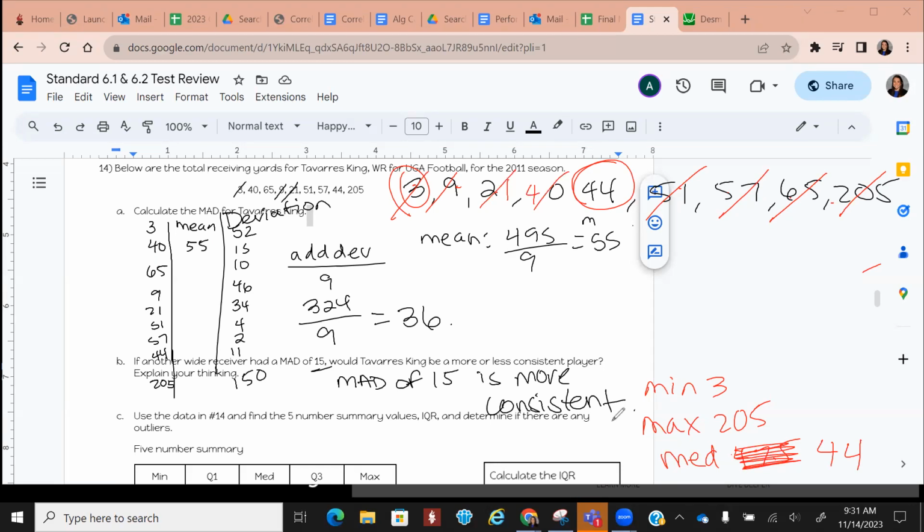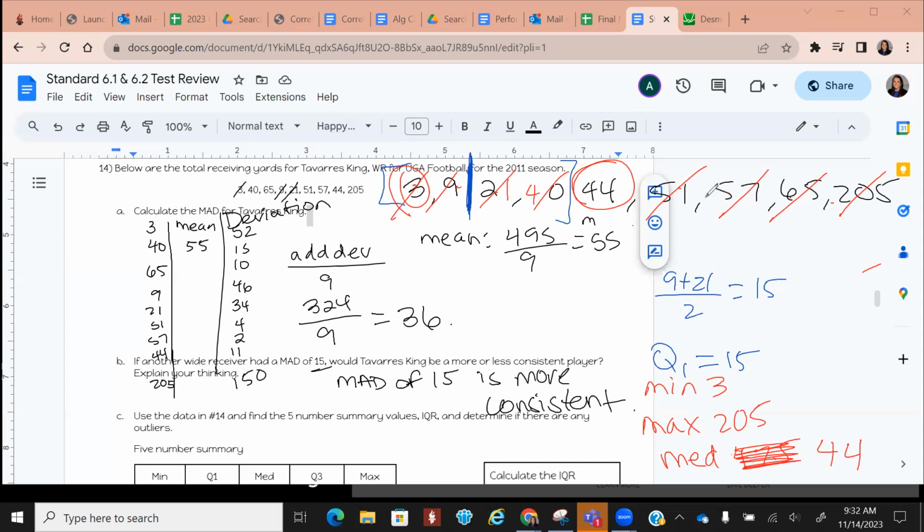Okay, now here's how we calculate our Q1 and our Q3. We're going to look at the numbers below the median and find the middle of those numbers. So we're going to take 9 plus 21 and divide it by 2. So that's going to give us what? 15. So Q1 equals 15.